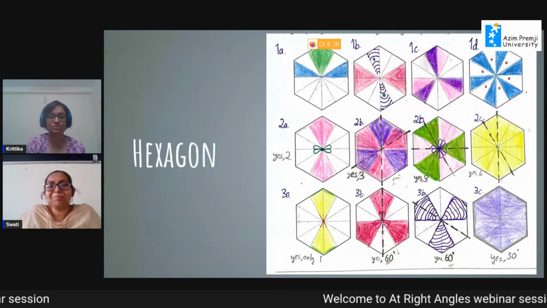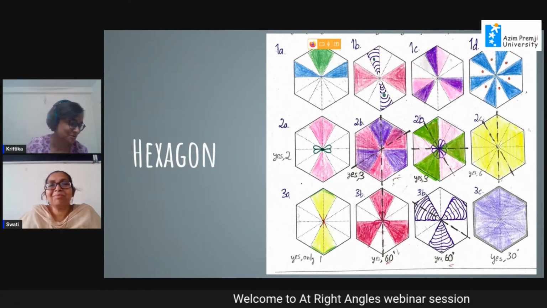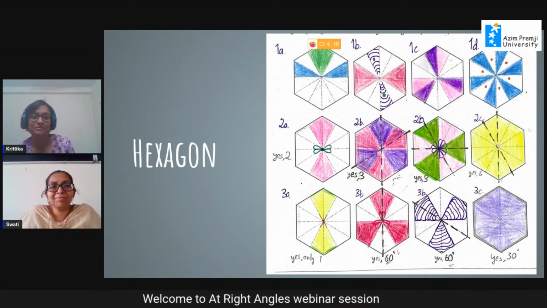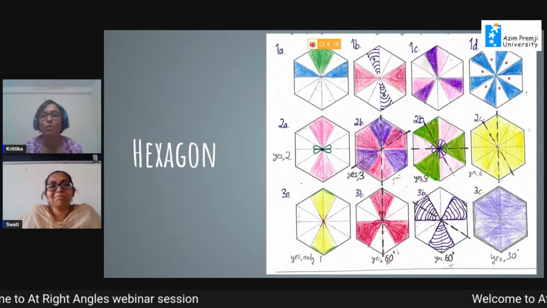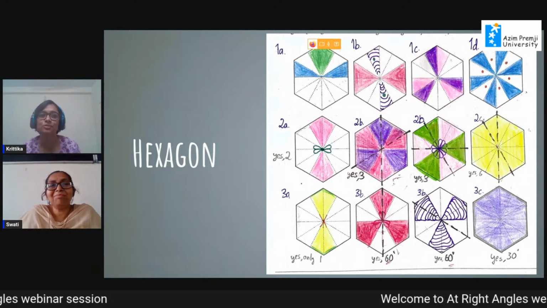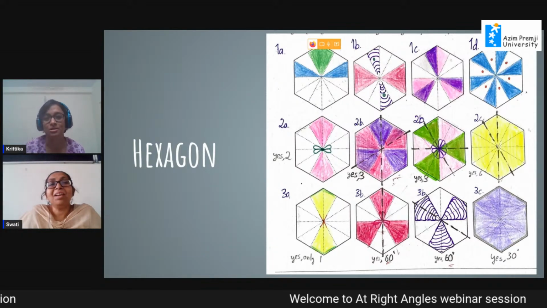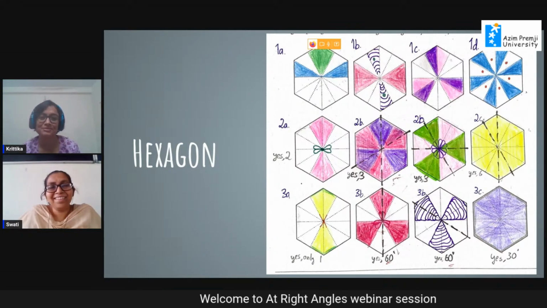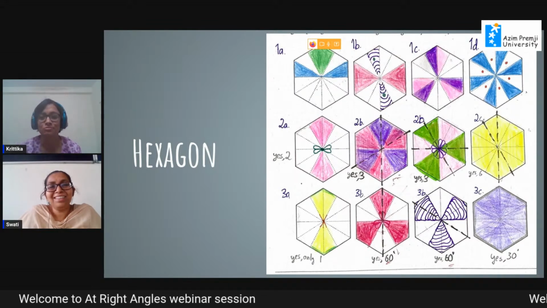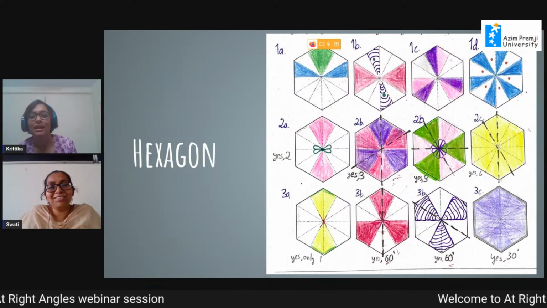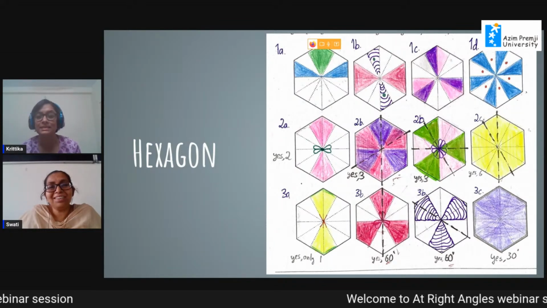So now they were able to see the connection that if it is a hexagon, then what can be the different types of rotational symmetry of different orders. So for the squares also they could see that it can be, of course, 1, 2, and 4, and for this also it's 1, 2, 3, 6.